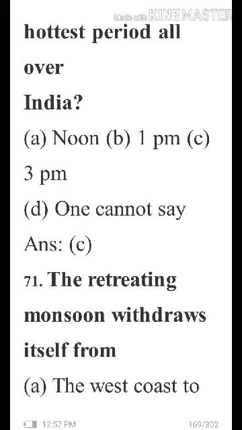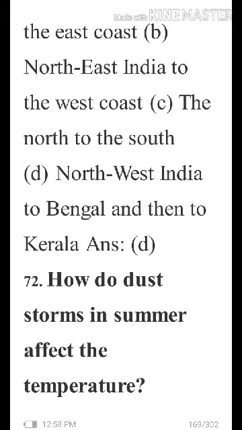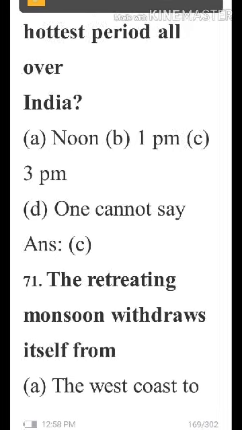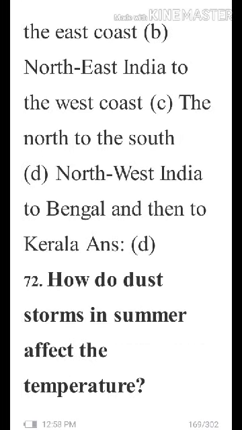The retreating monsoon withdraws itself from northwest India to Bengal and then to Kerala.